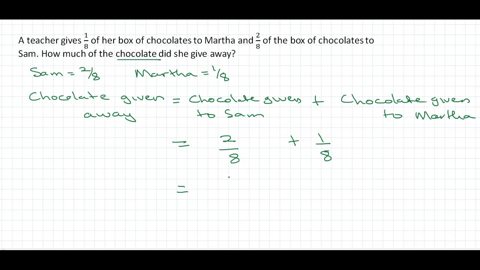So remember, whenever you're adding fractions, your denominators must be the same. In this case, we're already there. So we have 8, and then we can add the numerators, 2 plus 1. So this is going to give us 3/8. So the teacher gave out 3/8 of the box of chocolates.